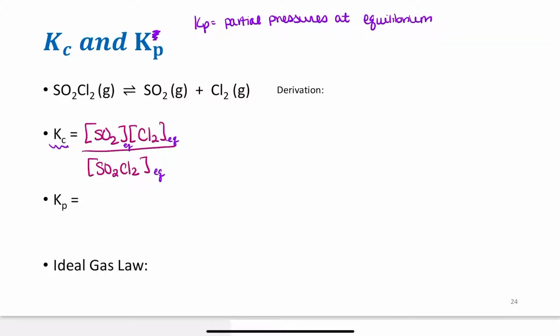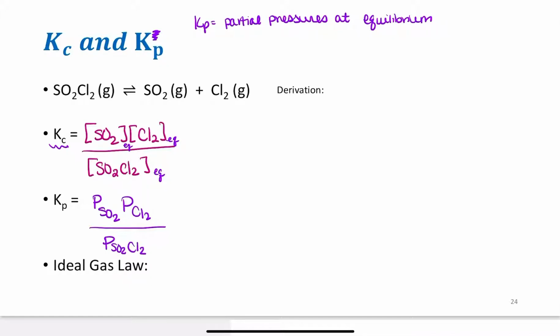You can ignore the little dash there in the title. This should just say Kp. If I was to look at Kp, though, it would be the partial pressure of SO2 at equilibrium times the pressure of Cl2 at equilibrium divided by the partial pressure of SO2Cl2 at equilibrium.